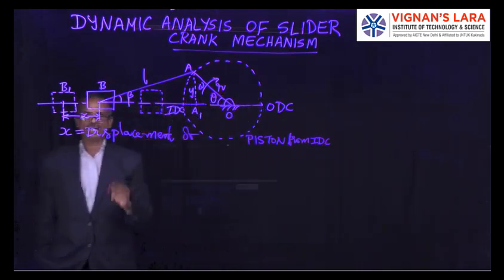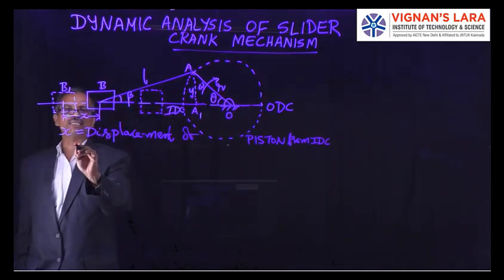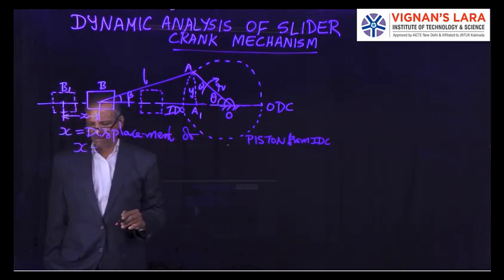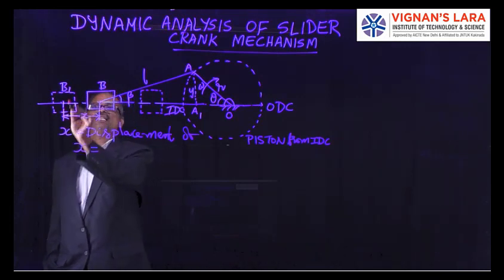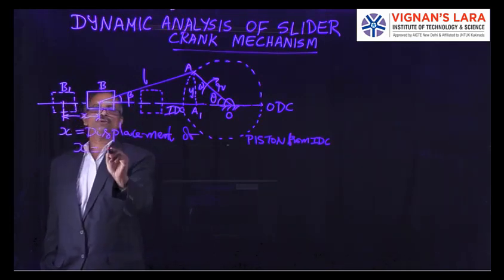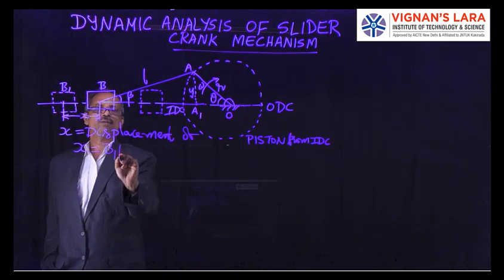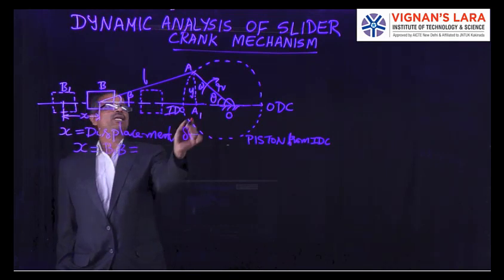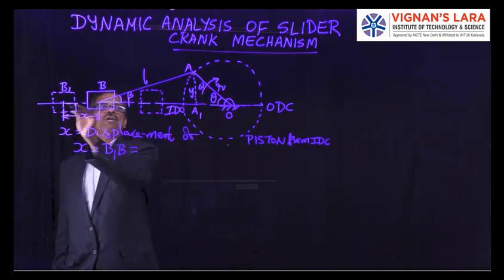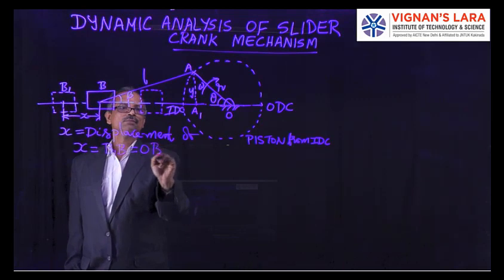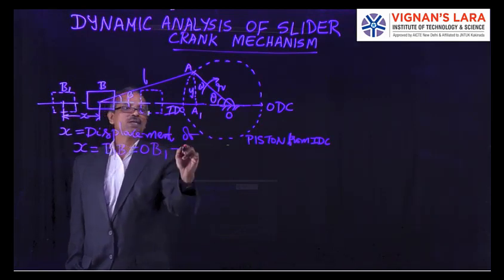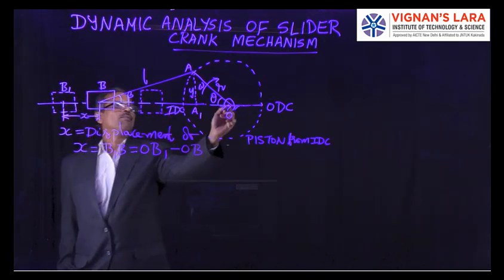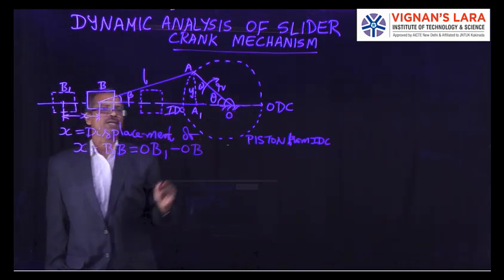So how can we write this displacement X? Let us see. With this diagram, we can write the value of X, which is nothing but the distance from here to here, B1B. So this B1B can be written as OB1 minus OB. OB1 minus OB is B1B.